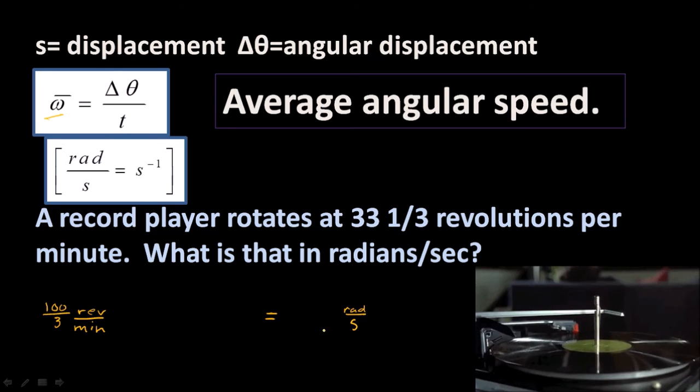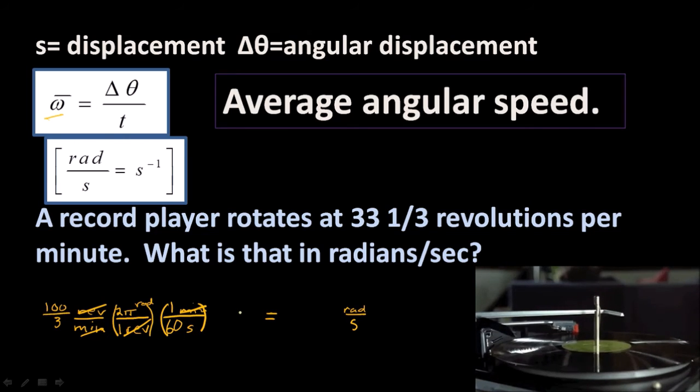So I need conversion units that'll cancel out revolutions and minutes and put in radians and seconds. So let's try this. Let's start with the revolutions. Well, we know that one revolution is 2 pi radians. 2 pi to get around a circle, right? And I put the revolutions on the bottom so that they will cancel. And we also know that 1 minute is 60 seconds. Put the minutes on the top to make sure that those cancel. And sure enough, we're going to end up with radians per second. So we've got our unit right.